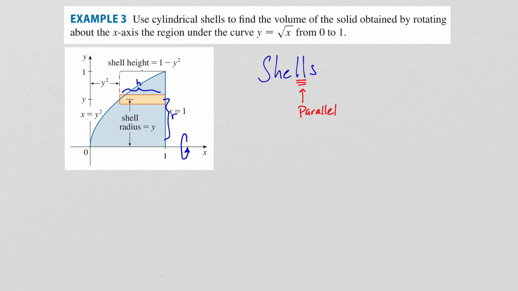So what is the radius r? Well, it's the distance from here to here. But if you're on the y-axis, the distance from 0 to some y value is the y value.